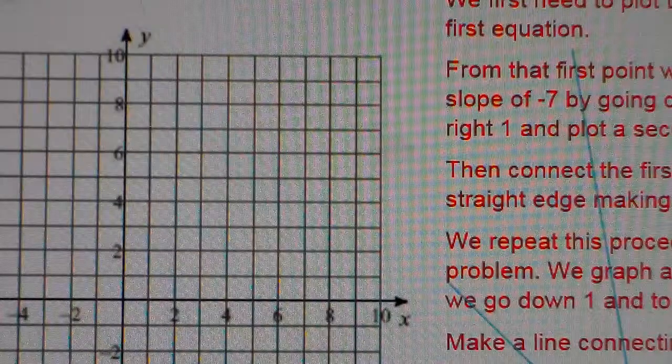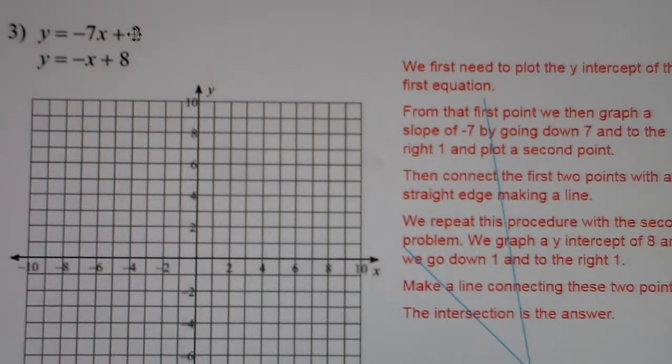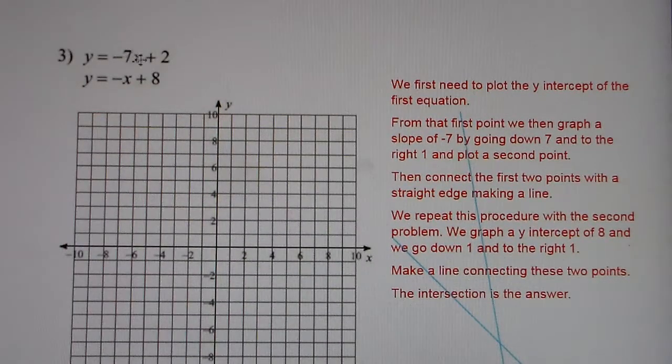Moving on to number 3. We have y equals negative 7x plus 2 and y equals negative x plus 8. So we first plot those two coordinates. Negative 7x plus 2, we plot a coordinate at 2. And then from that coordinate, we go down 7 to the right 1. So down 7 to the right 1. And we plot that line, as you see.